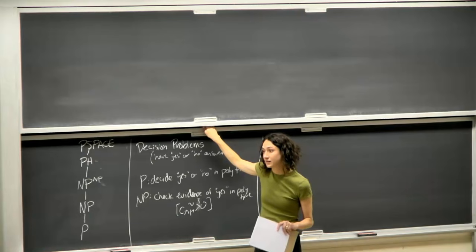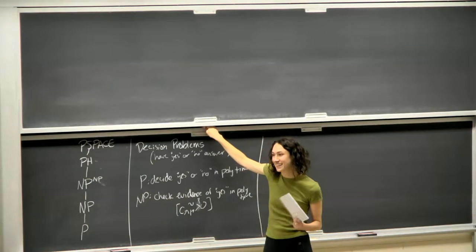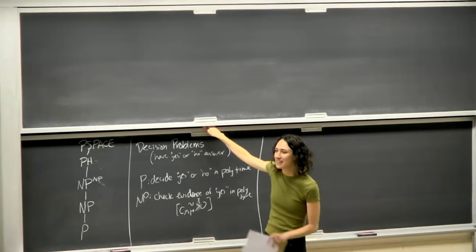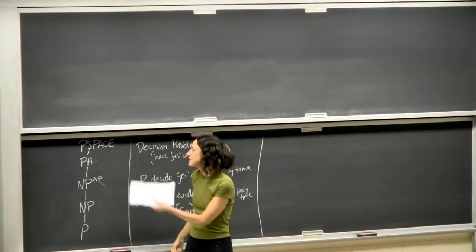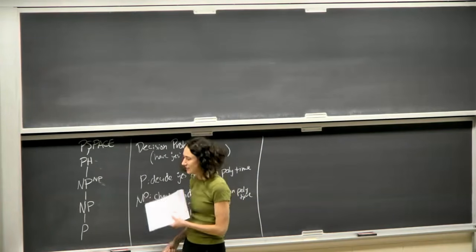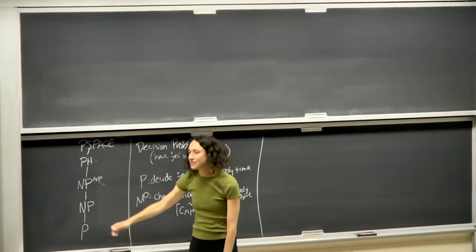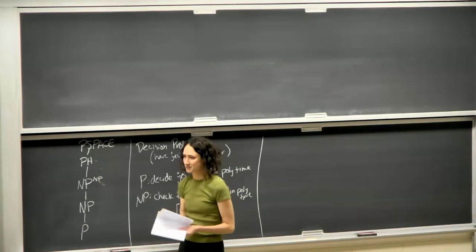Are there any of the inclusions known to be strict? No. All of these are strict inclusions, assuming some assumption. But I will assume they're all strict for today, but if you prove any of these is strict, you'll get at least $1 million.